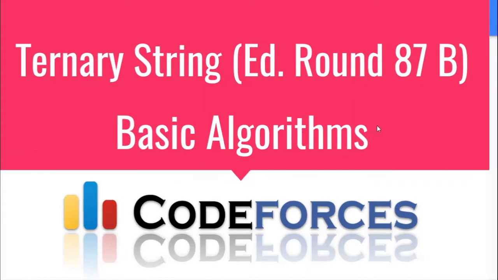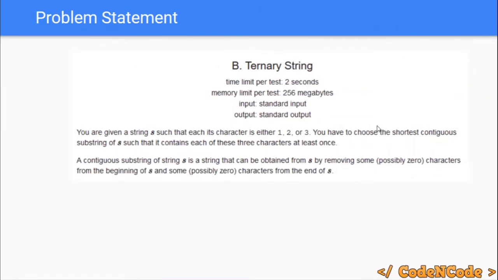So what I'm doing for this problem is, let's discuss the problem first. You are given a string S consisting of only characters 1, 2 and 3, and you have to find the shortest subarray such that 1, 2 and 3 all exist in that subarray at least one time. So this is the problem.